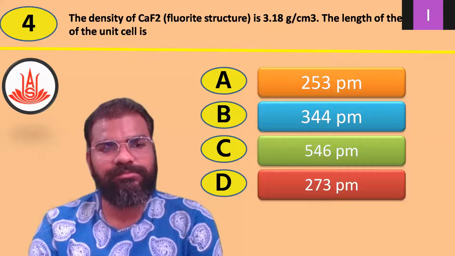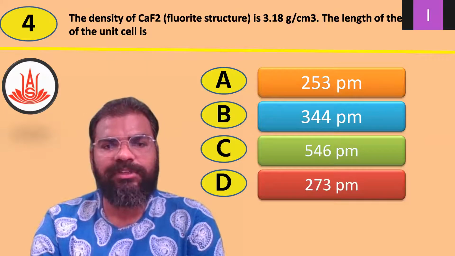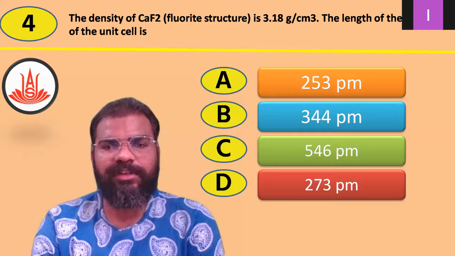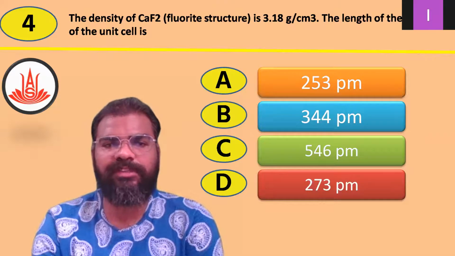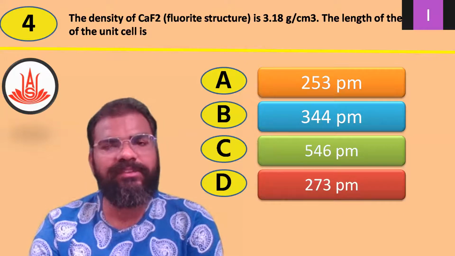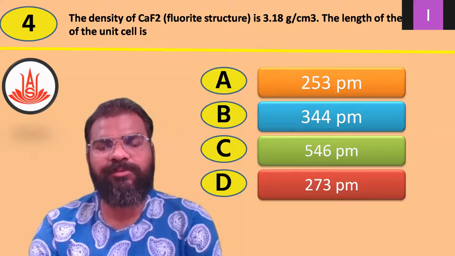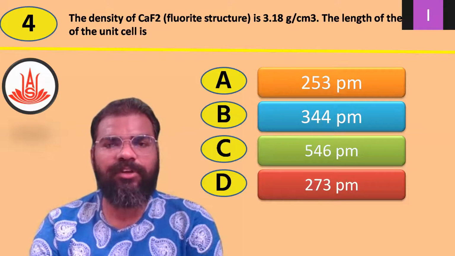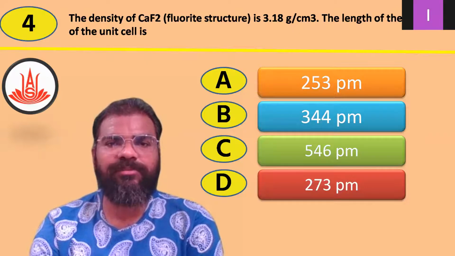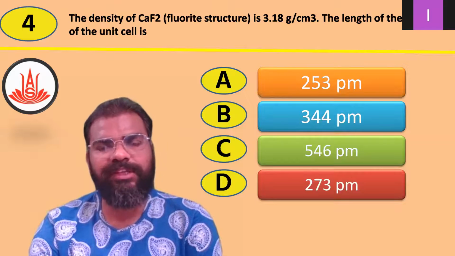After that, question number 4: the density of CaF2, that is fluorite structure, they have given 3.18 gram per centimeter cube. Length of the side of the unit cell is? CaF2 they have given, density they have given. When I used to explain the concept of density, count the number of atoms, okay, from the density, that is mass upon volume. So from that formula, you can solve this very easily.